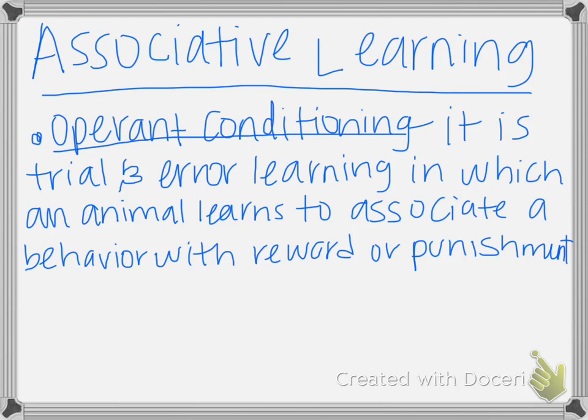Operant conditioning is a type of associative learning. It is trial and error learning in which an animal learns to associate a behavior with a reward or punishment.